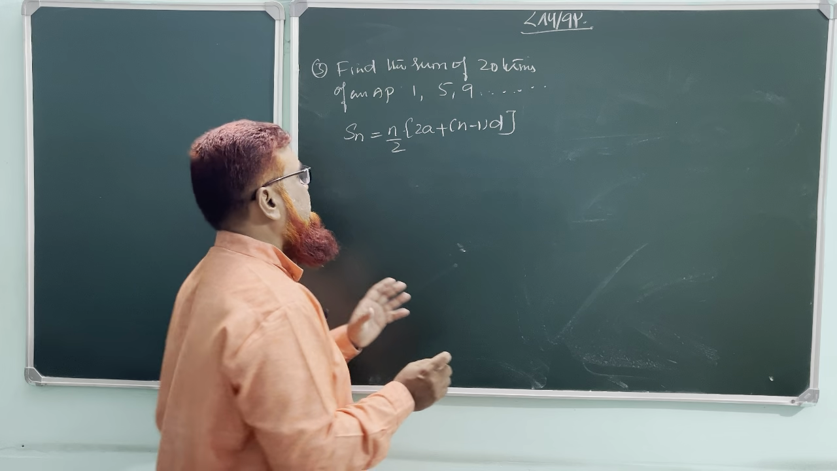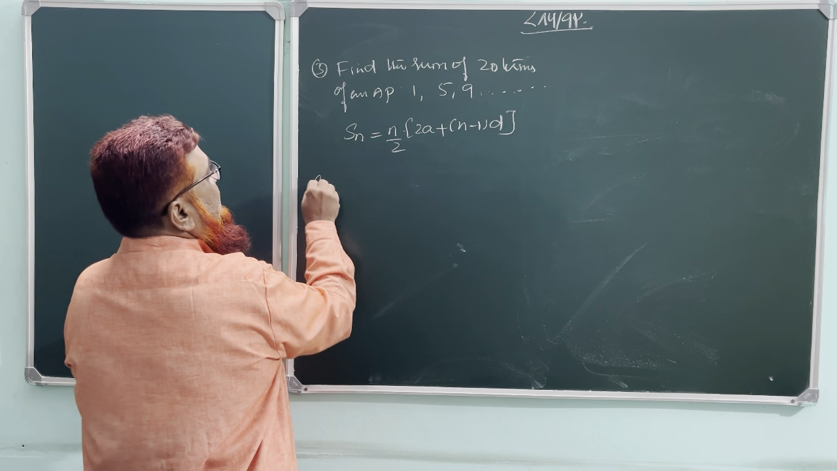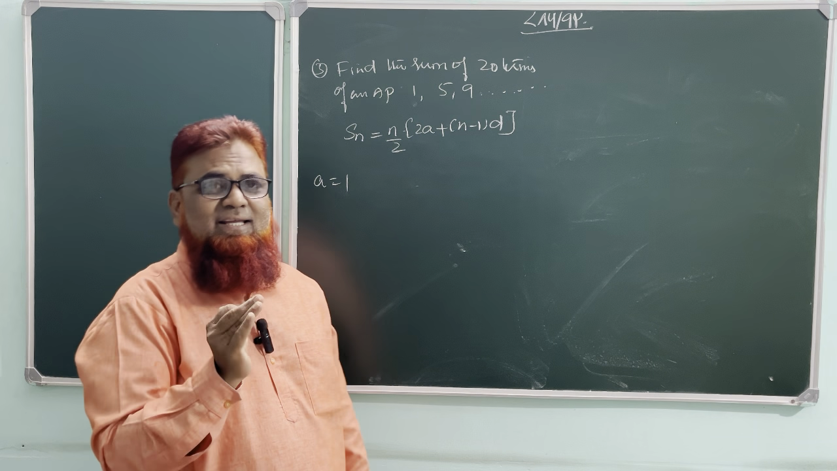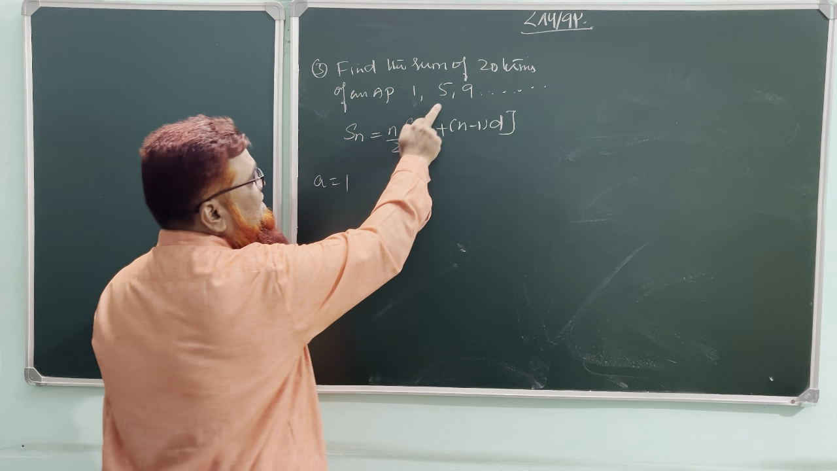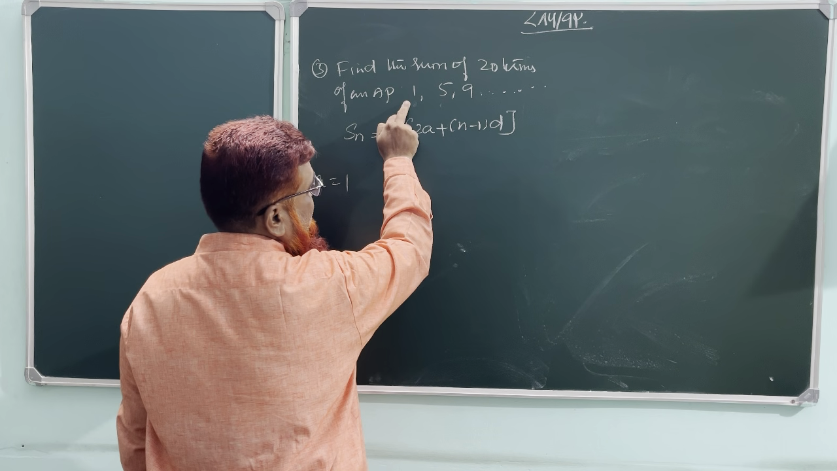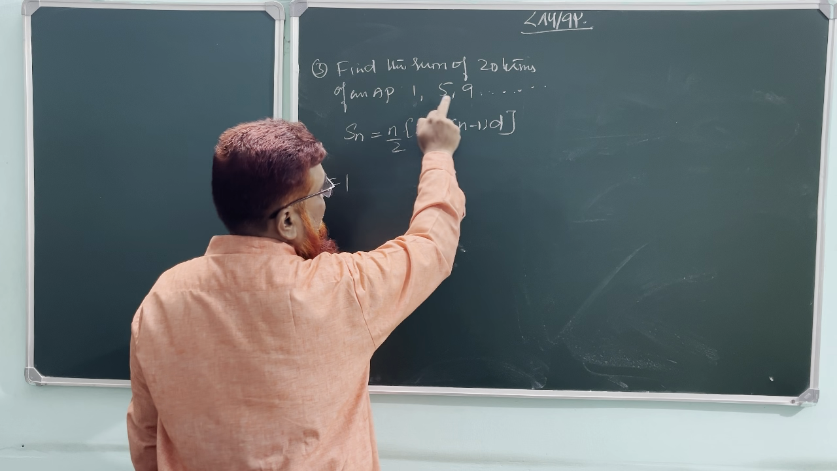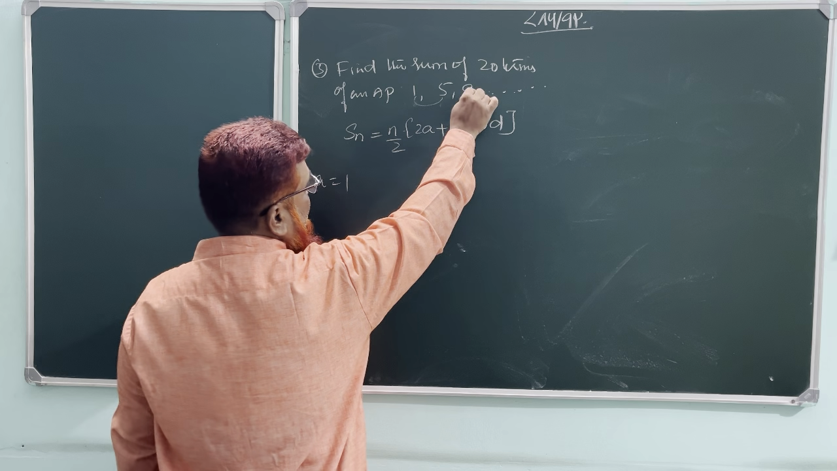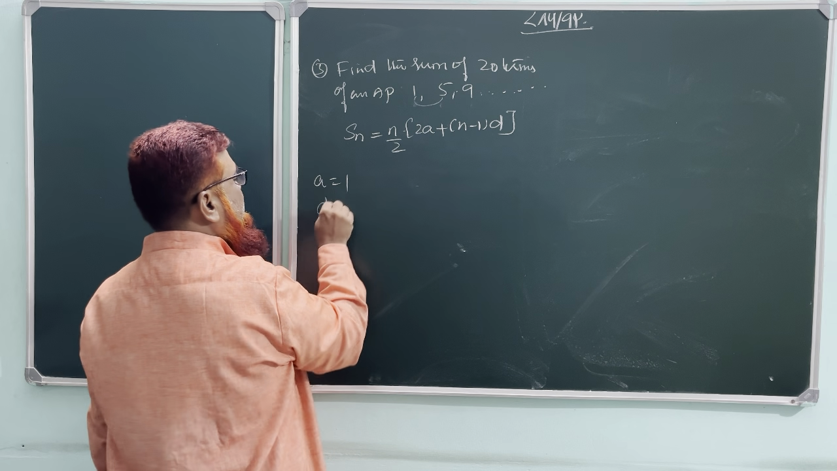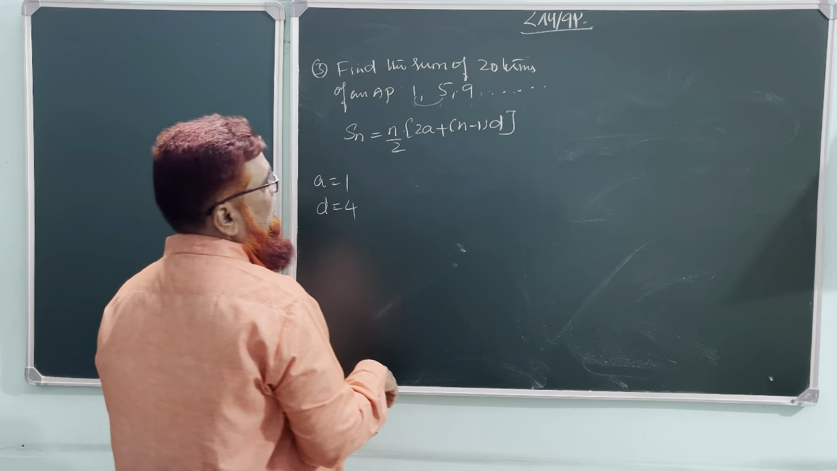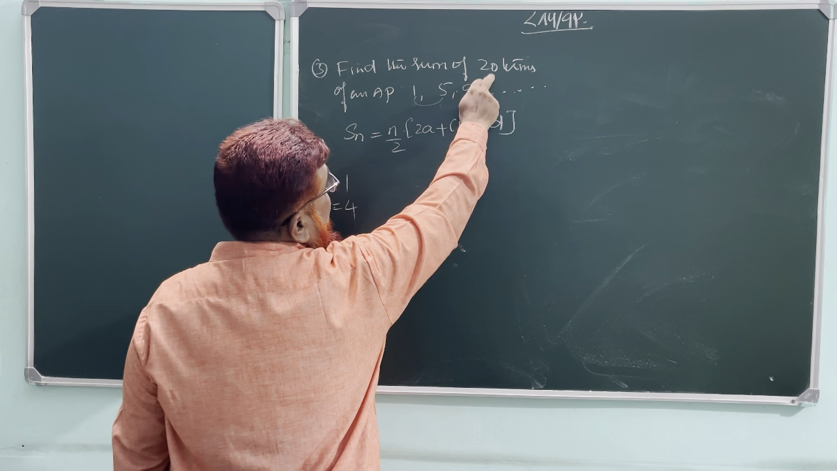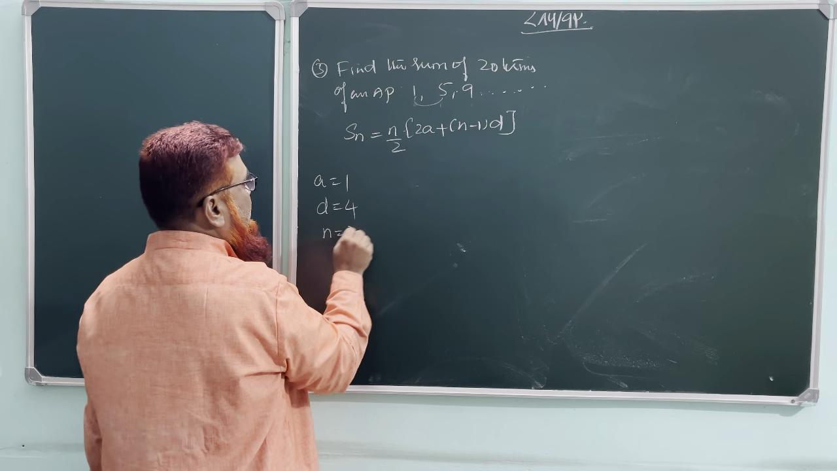Let's see that one. What is a? a is equal to 1. That is the first term. What is d? Common difference. Second term minus first term is equal to d. Third term minus second term is equal to d. In that way, 5 minus 1 is 4. 9 minus 5 is 4. So the common difference is 4. Then what is n? Total number of terms, 20 terms. n is equal to 20.